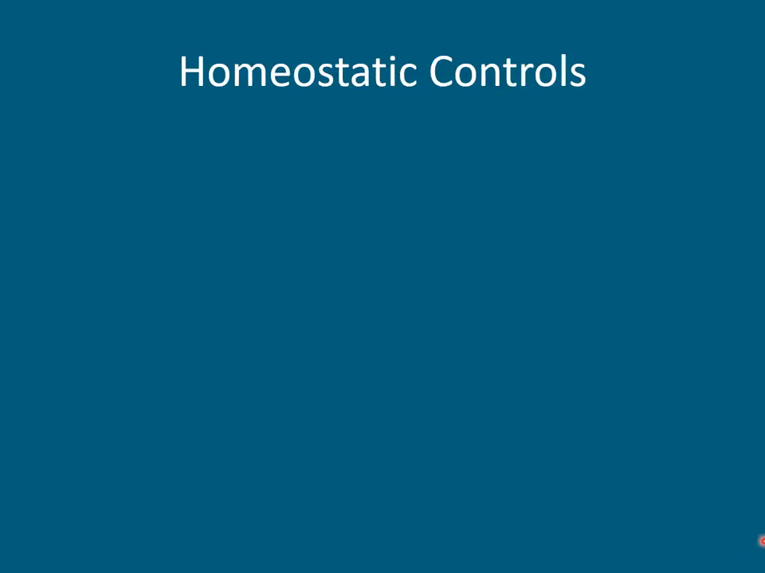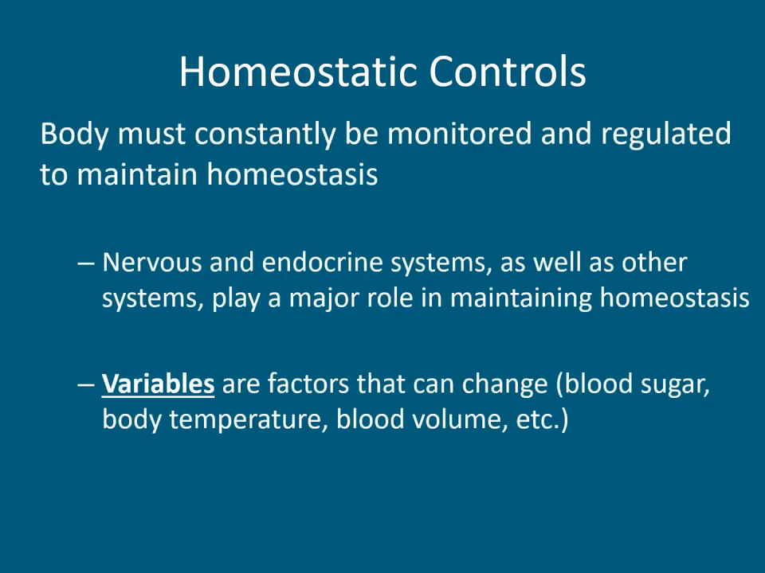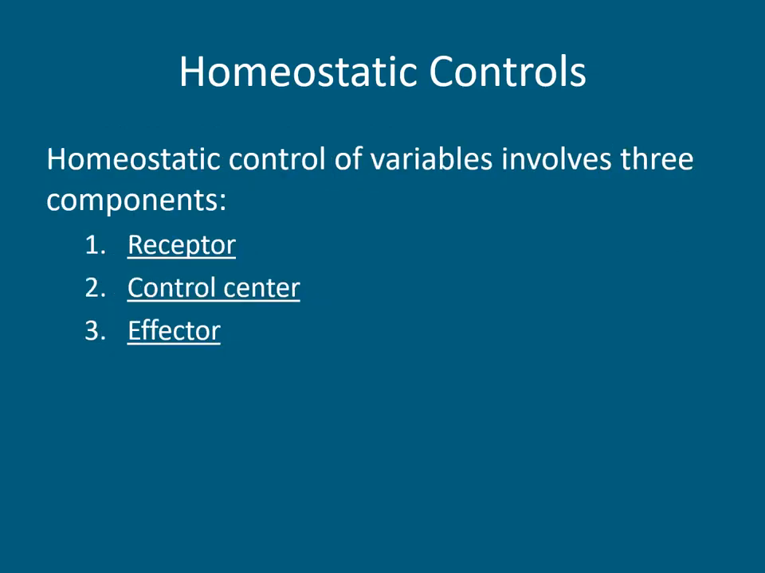So there's different types of homeostatic controls. The body, as I said, has to be constantly monitored, and that's one thing we will talk about: how is it monitored to regulate this homeostasis. Now, two big roles will be the nervous system and the endocrine system to help maintain the homeostasis. And variables are different factors that can change. So there can be, as I said, body temperature, maybe your blood sugar, maybe the blood volume changes. So how does the body regulate this? How does it control these variables?